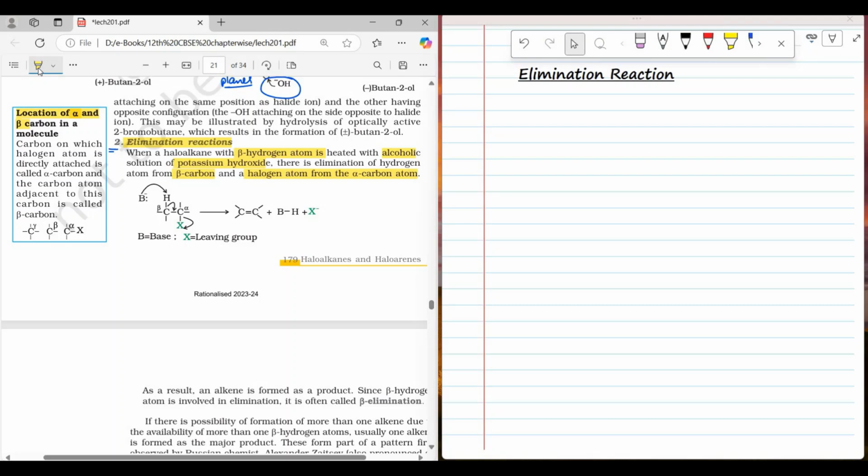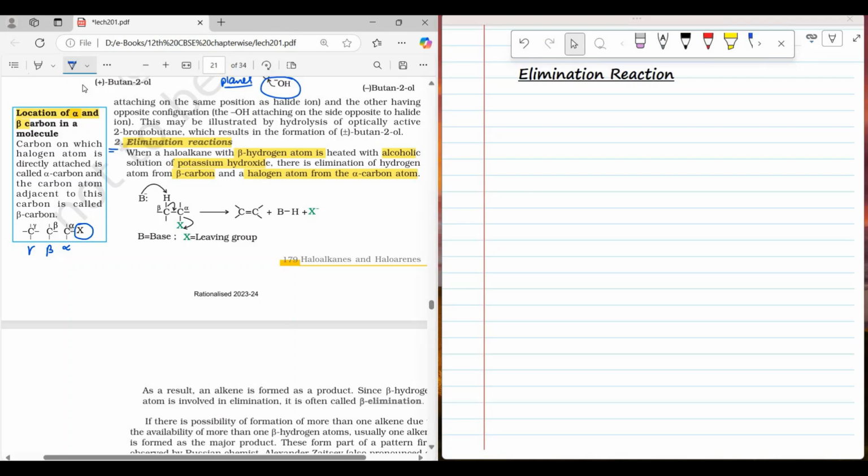The carbon on which the halogen atom is directly attached is called the alpha carbon, and the carbon atom adjacent to that is called the beta carbon. Now let's try to understand it. Here X is the halogen atom, or it can be the functional group. So the carbon to which the functional group is bonded is called the alpha carbon, and the carbon next to it is called the beta carbon, and the carbon next to beta is the gamma carbon.